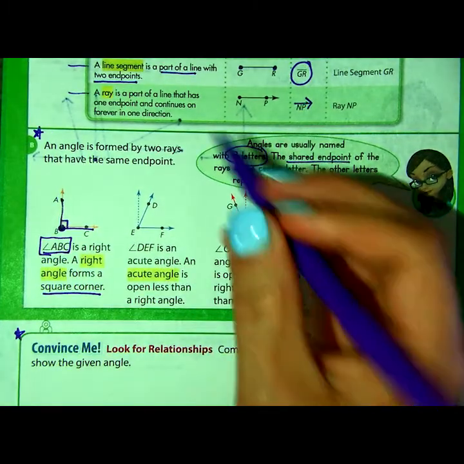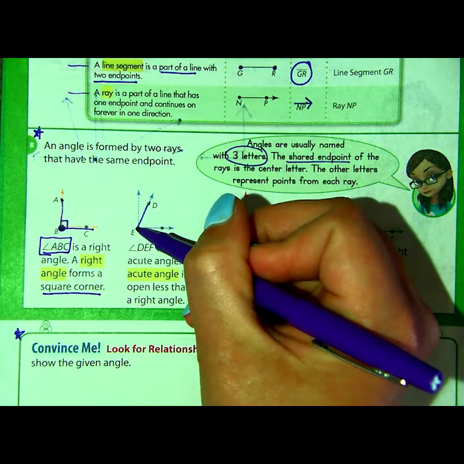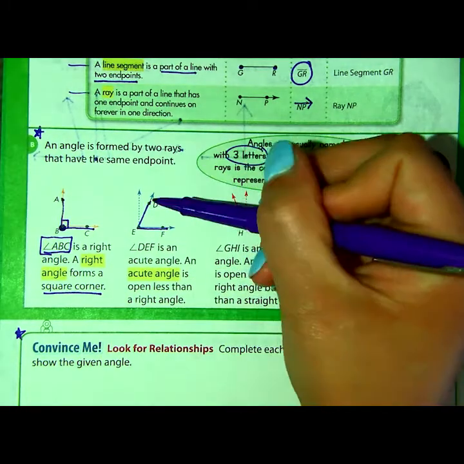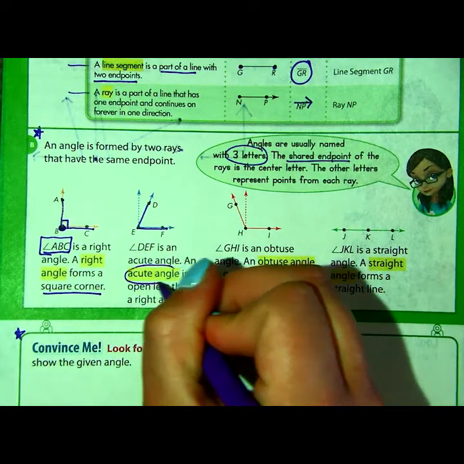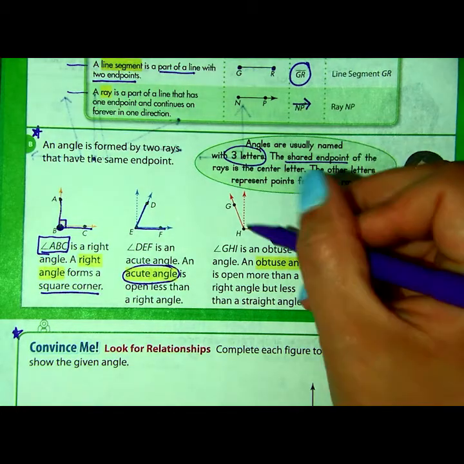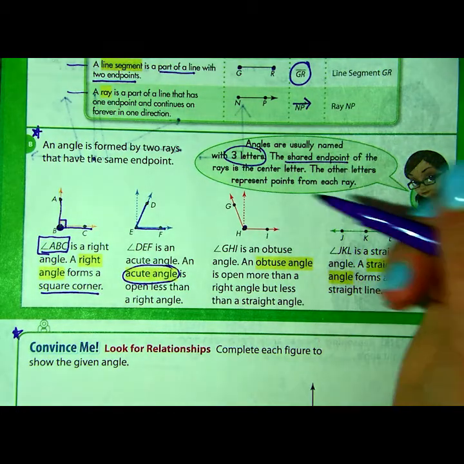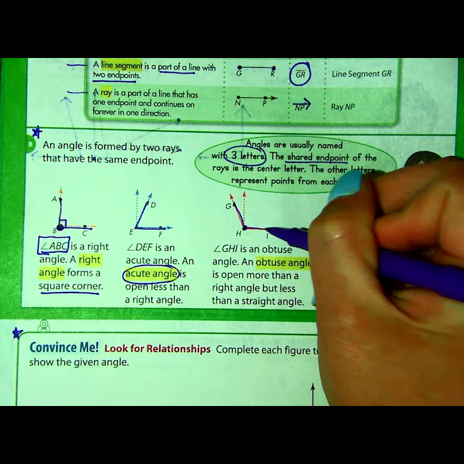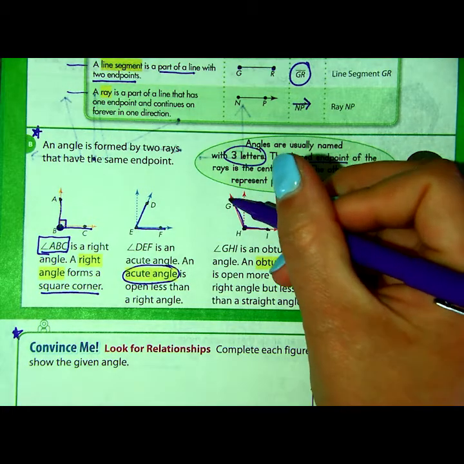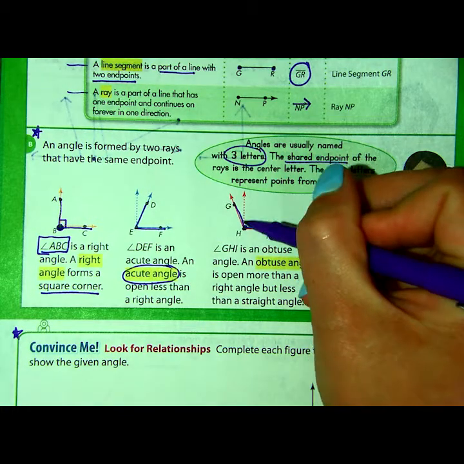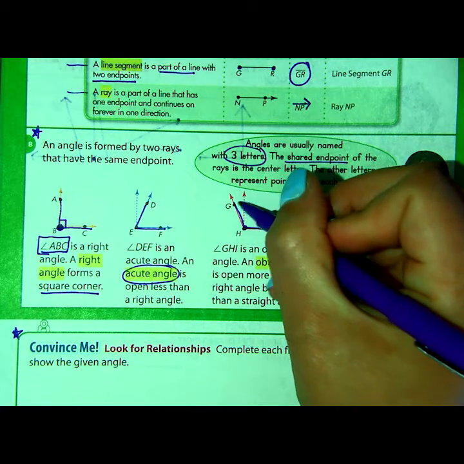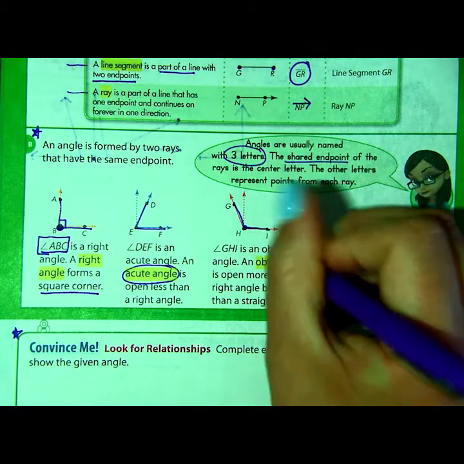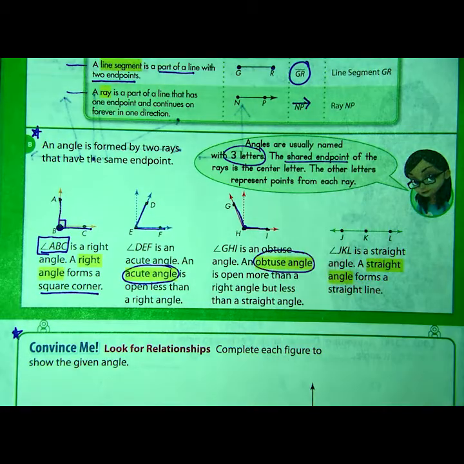This is angle DEF. And I can see that it opens up less than a right angle, so this is an acute angle. So cute. When I look at this angle, again, the shared endpoint is right here, point H, so this is GHI, and this opens up greater or larger than that dashed line right there, which indicates a right angle. Because it opens up bigger than that right angle, this is an obtuse angle.